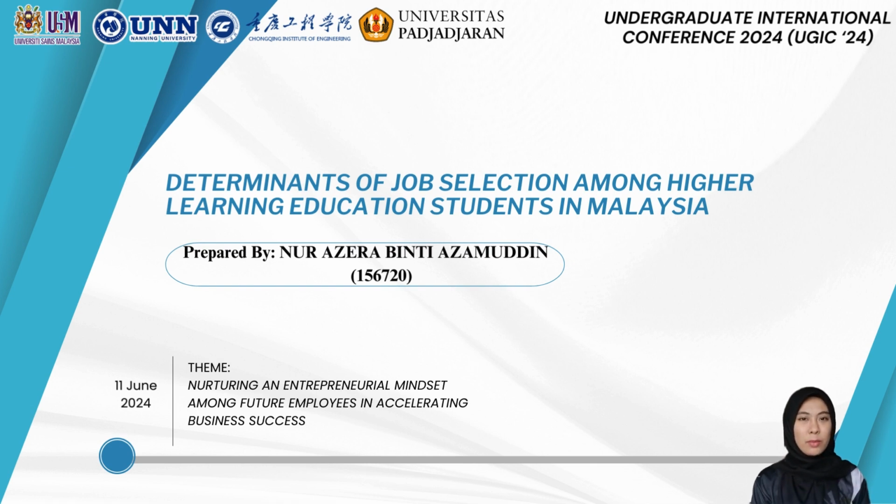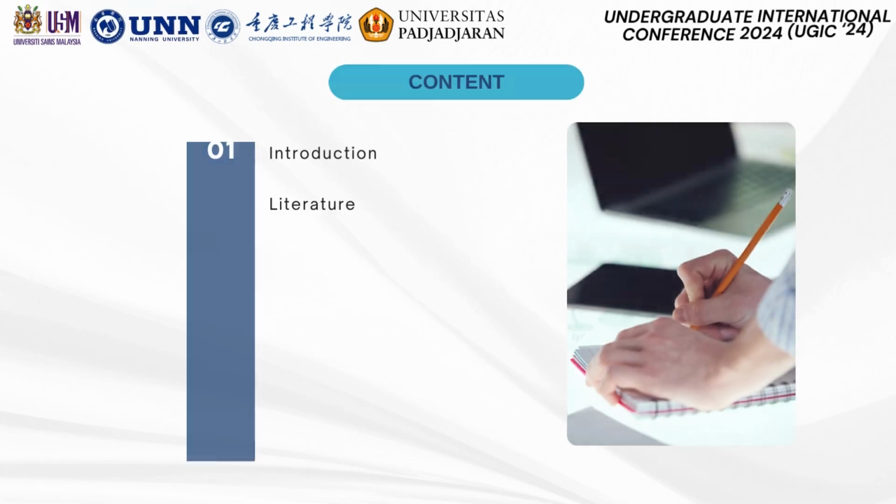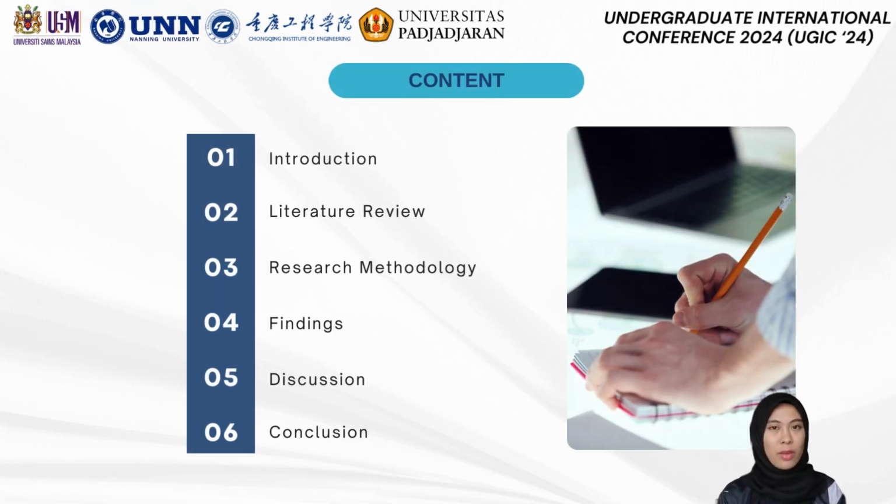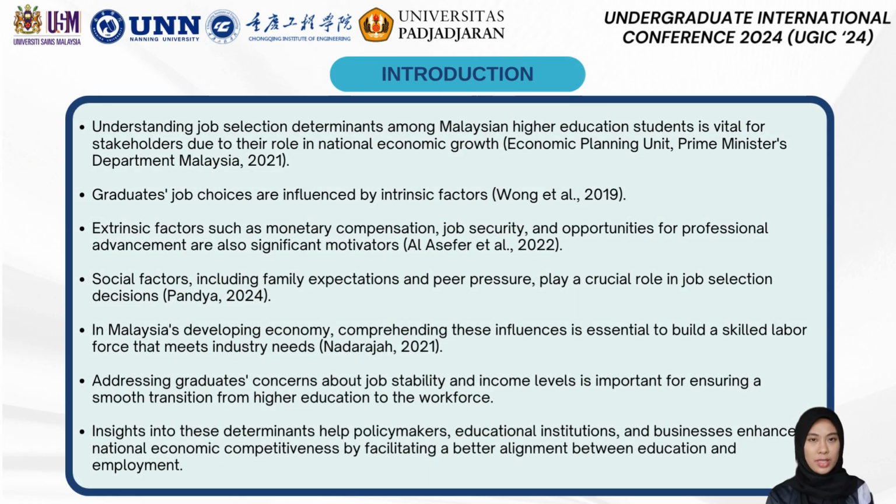So today, I will be presenting my research on the determinants of job selection among higher learning education students in Malaysia. Let's dive into the content. Firstly, I will outline the structure of my presentation. It includes 6 main sections, which are introduction, literature review, research methodology, findings, discussion, and conclusion. I will start with the introduction to set the stage for my study. So, I will begin with the introduction.